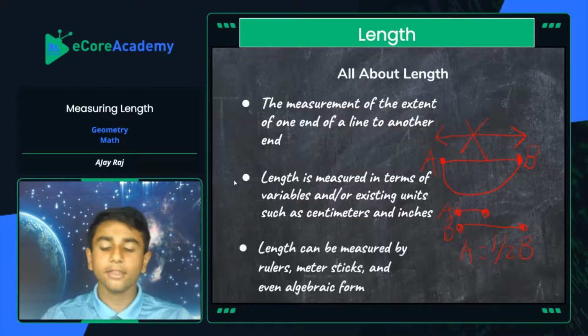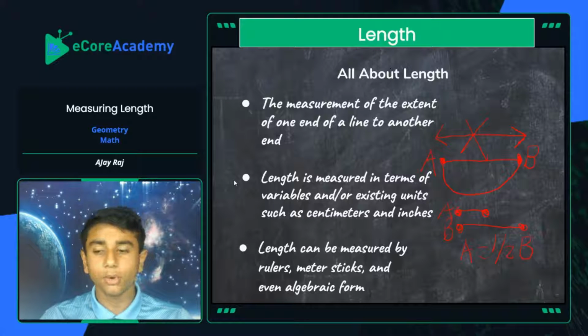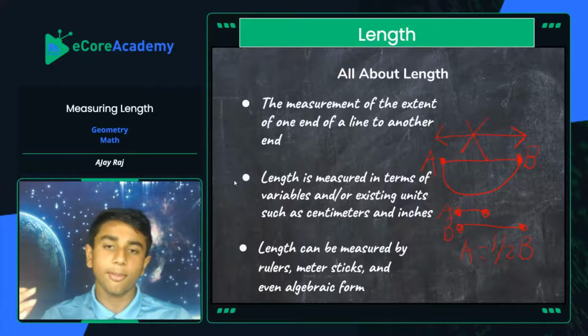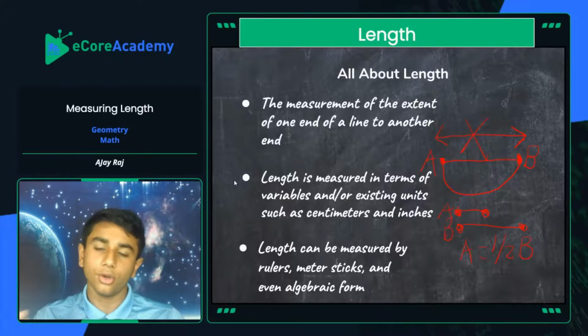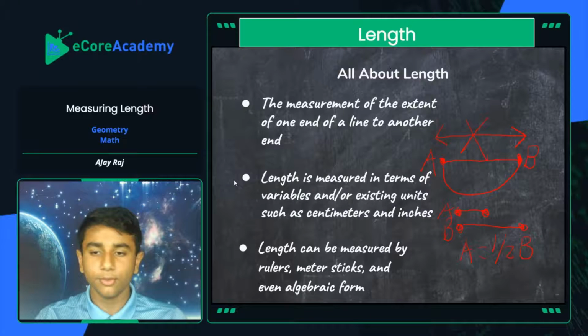And finally, length, like I said, is also measured and represented in units. The actual measuring part, the physical part where you measure the length of a line segment, is done with physical objects such as rulers and meter sticks, and it can even be expressed in algebraic form just to calculate a measurement. Like I said, algebra is very powerful in expressing the unknown and even the unrepresented. So let's move on.